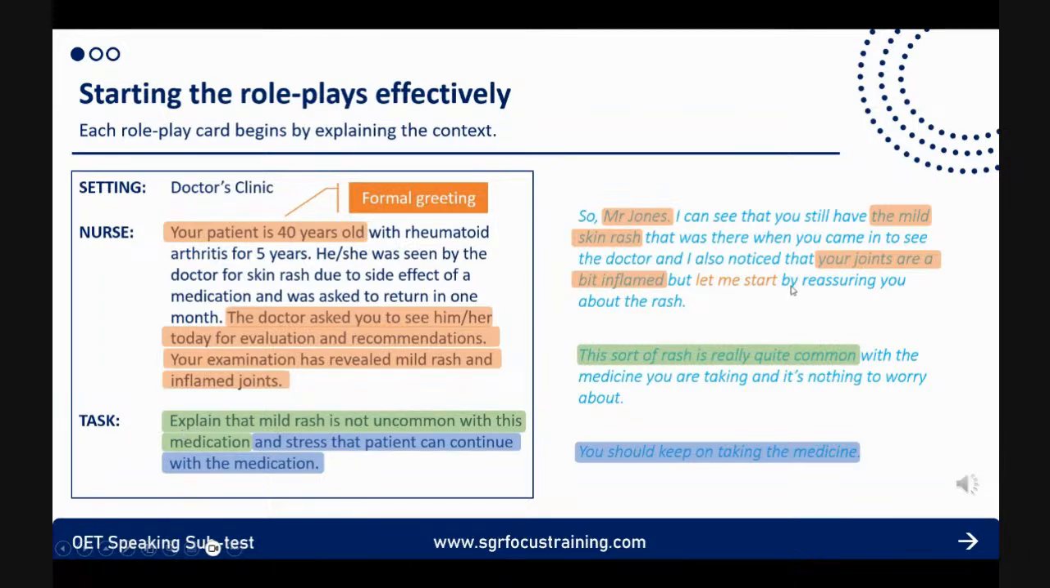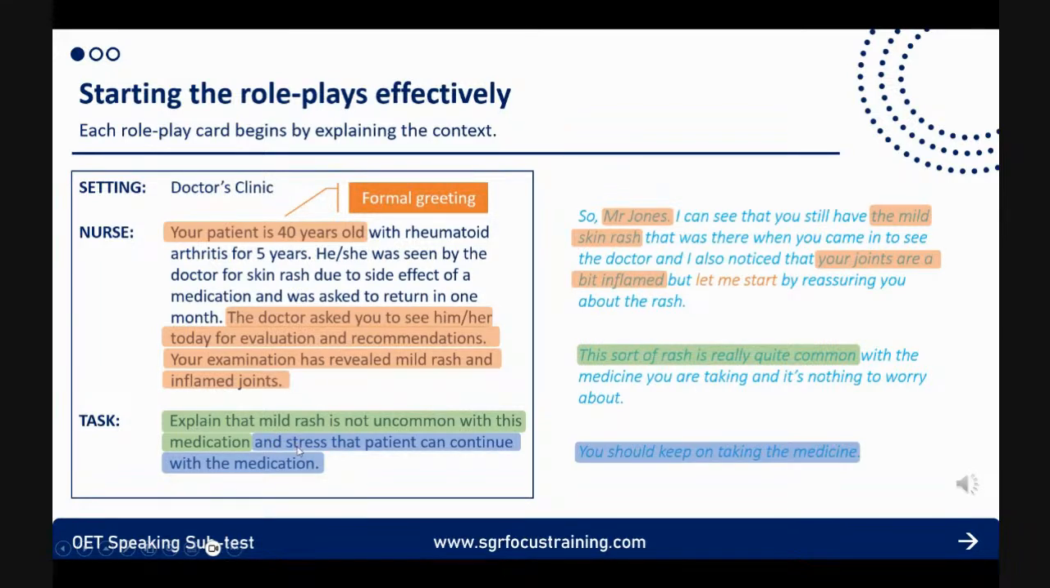We use let me start, okay? We can also say let me begin. First is also a common one, okay? So you can say first, I want to reassure you about the rash, or let me begin by reassuring you about the rash. Let me start by reassuring you about the rash.